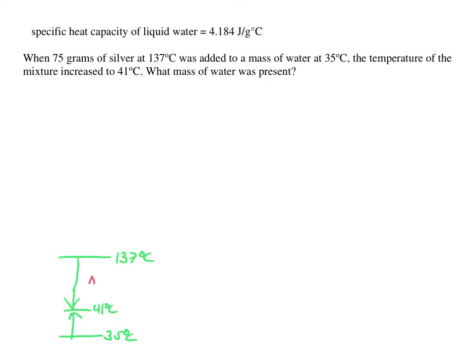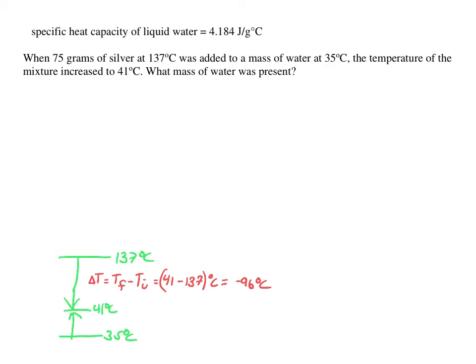For the metal, we have the delta T, as always, is TF minus TI. The final temperature for the metal is 41. Its initial temperature is 137. So we have a value for delta T of minus 96 degrees C.